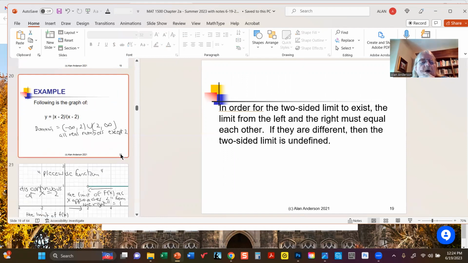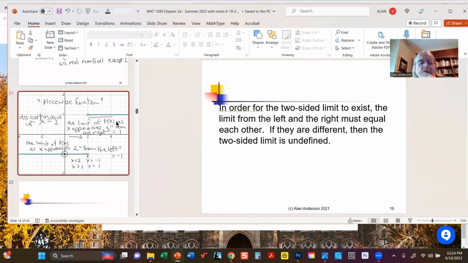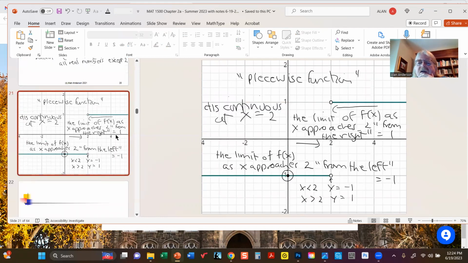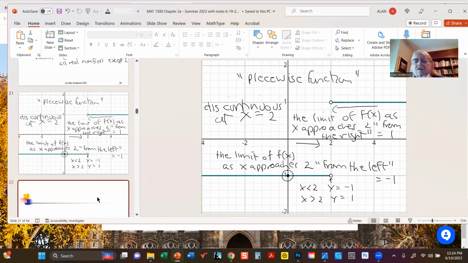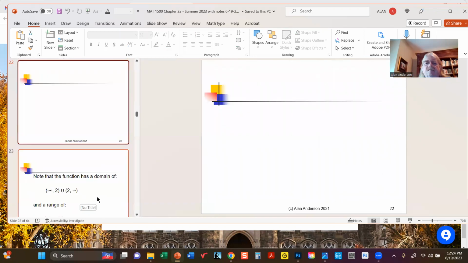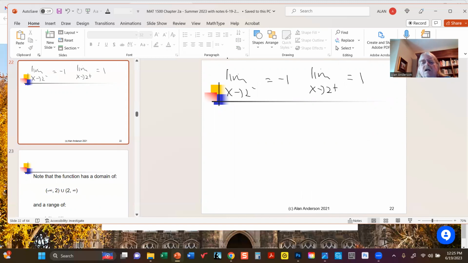So in other words, the whole point of this example is to show that that's exactly what happened here. The limit as x approaches 2 from the left was -1. The limit as x approaches 2 from the right is 1. So they're not equal to each other.